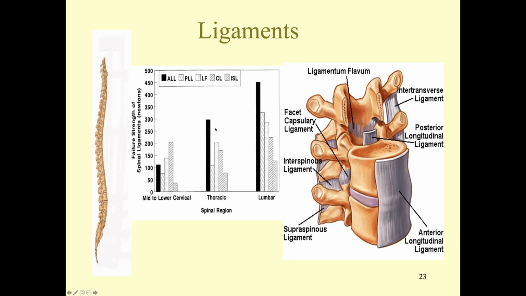The solid black one is the anterior longitudinal ligament. It is very important, especially in the thoracic and lumbar spine. And in the cervical spine, the most important is the capsular ligament of the facet joint. Please remember that.